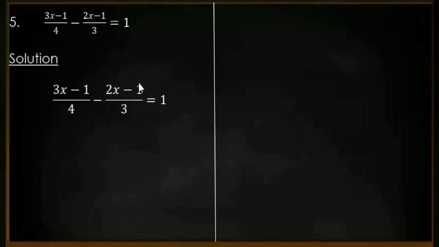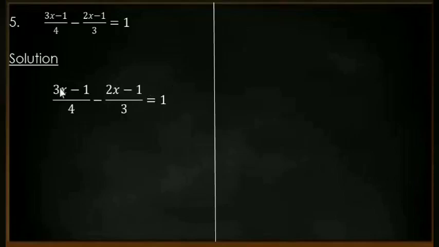Okay. Now, how about this example? 3x minus 1 over 4 minus 2x minus 1 over 3 equals to 1. Don't get scared. It's all the same. It's simple as anything you can think of, okay? So it's the same thing. You start writing your solution, you reproduce the question you have been given.